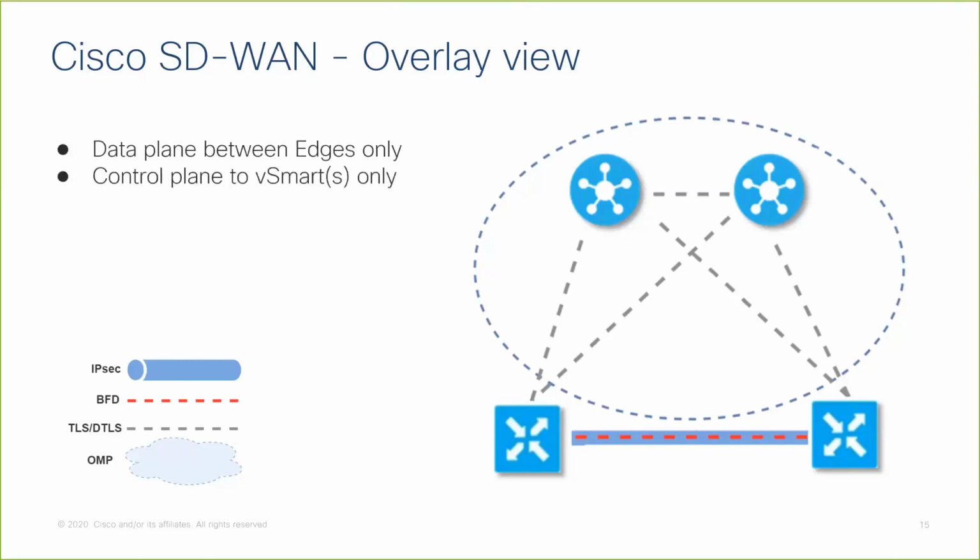Quite important to highlight, the communication from the control plane perspective occurs between vSmarts and vEdges, or between vSmarts themselves, but it doesn't occur between the edge devices. It's only towards the controllers. It doesn't go laterally. So my data plane communication occurs between the edge devices and my control plane between the controllers and the edge devices.